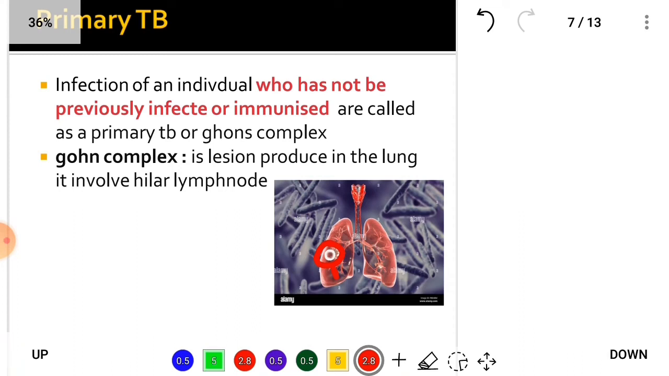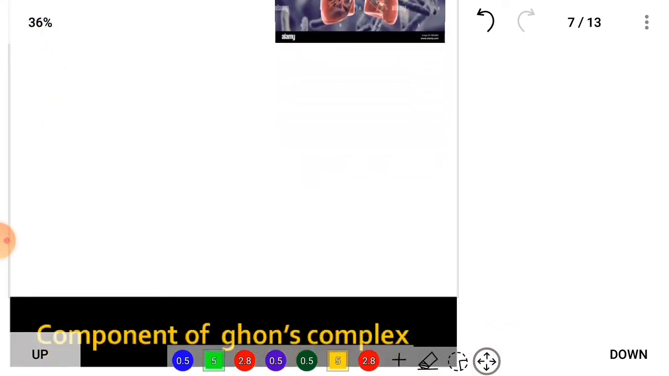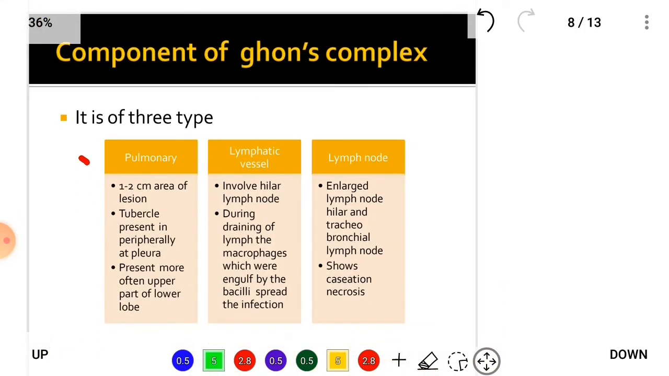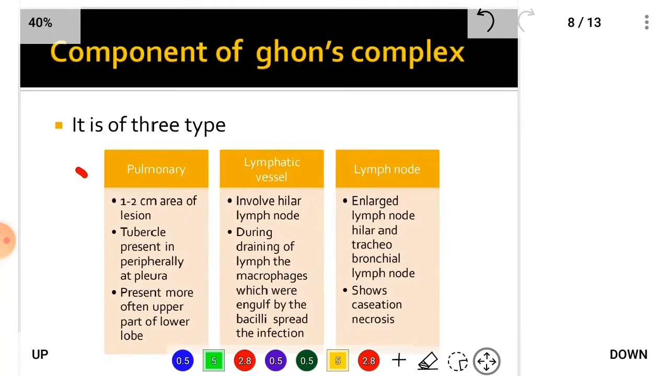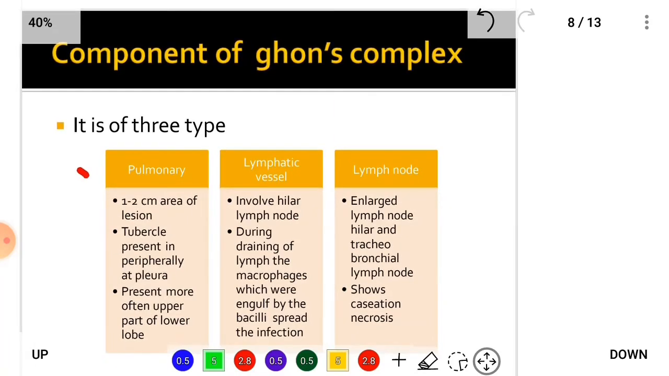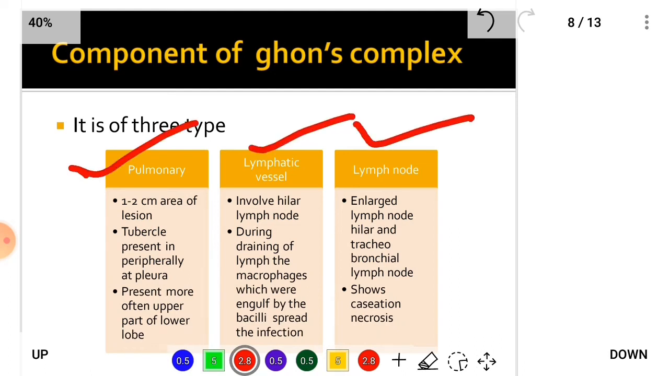So this Ghon focus or the Ghon complex is nothing but the lesion that is produced inside the lungs, and it involves the hilar lymph node, because the lungs have a lymph node called the hilar lymph node. Sometimes it also involves the cervical group of lymph nodes. After that, we will see the components of the Ghon focus. The components of the Ghon focus are the pulmonary component, lymphatic vessel component, and the lymph node component.